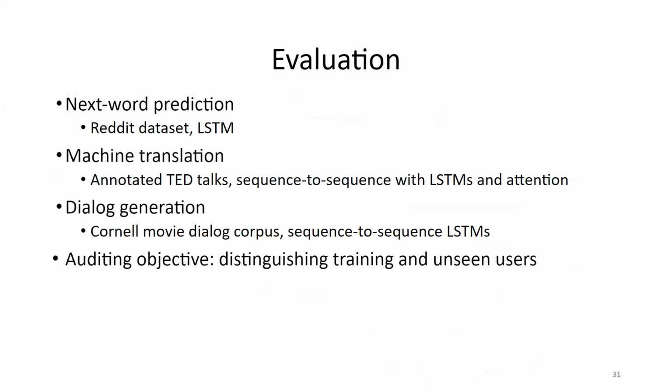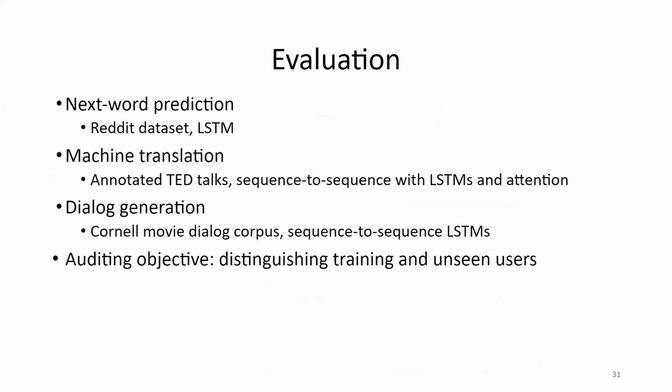Here is our evaluation setup for this work. For the three tasks we considered, we used the benchmark data sets, including Reddit, TED Talks, and Cornell movie dialogues. We also used standard recurrent neural networks based on LSTM for training these text generation models. And all these data sets have user attributes.